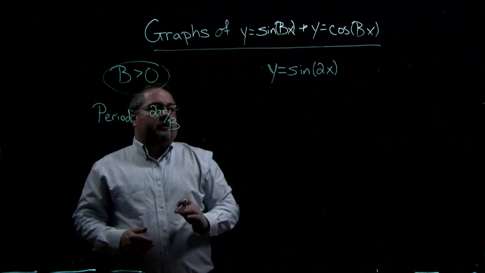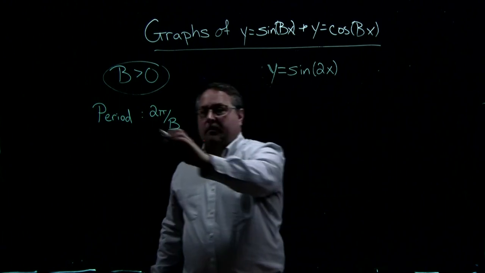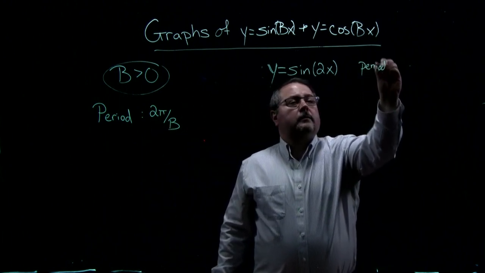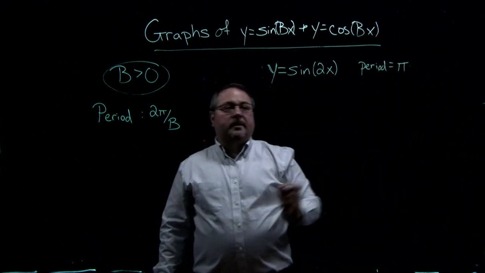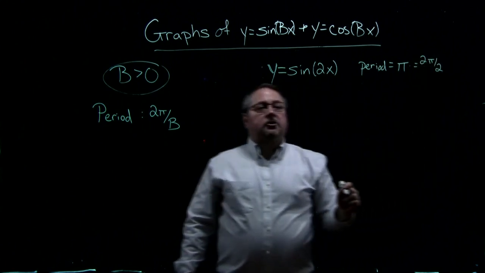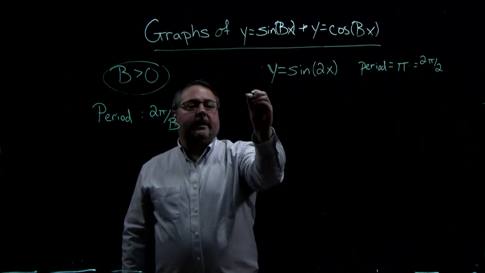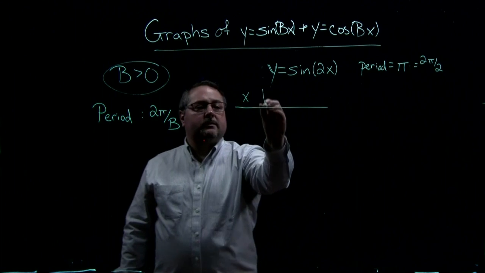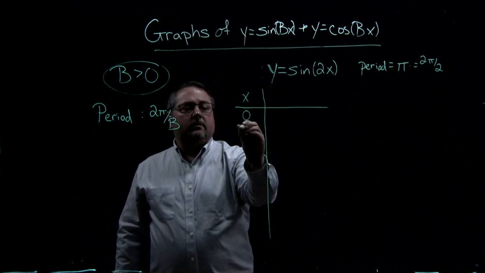Okay, so for example, if we looked at the graph of y equals the sine of 2x. Okay, so if we believe this, our period should be pi, should be 2 pi over 2. Okay, and we can check this by plotting some points. Okay, but now we need some more points than we usually use. So let's start at x equals 0.